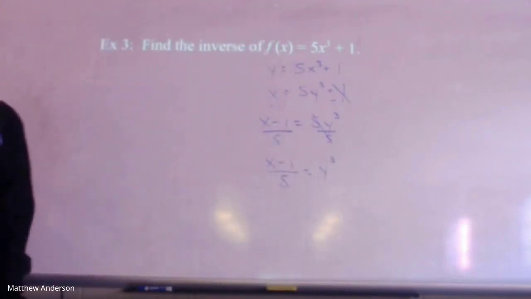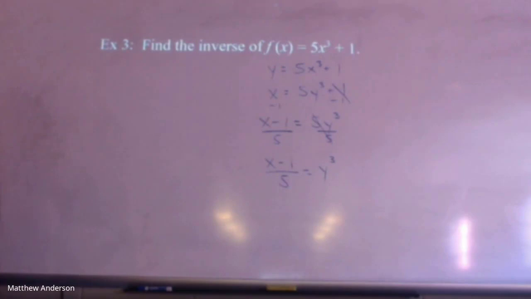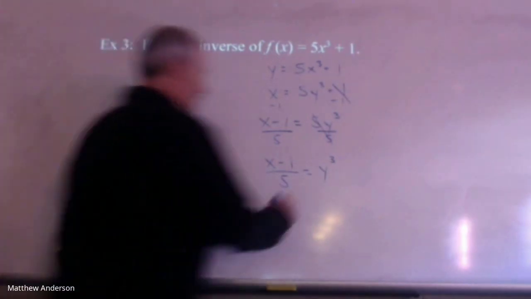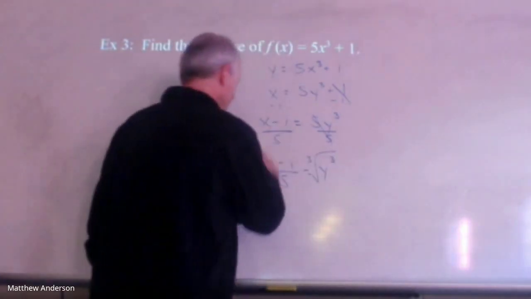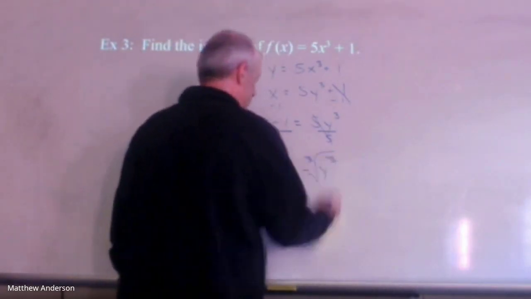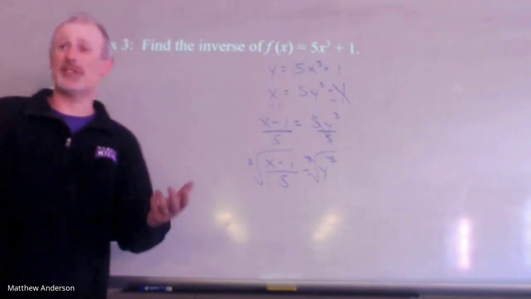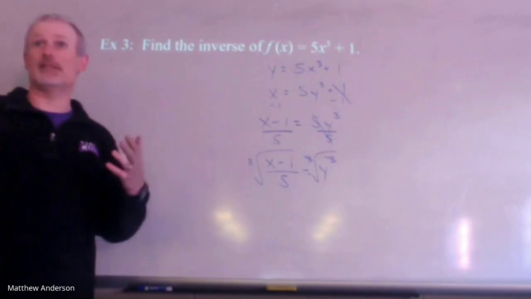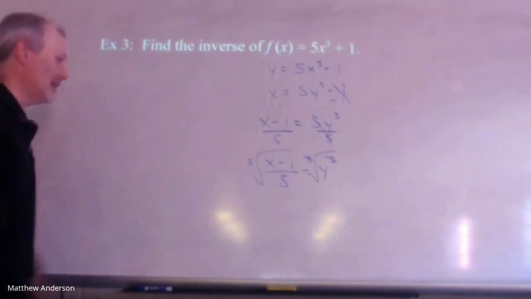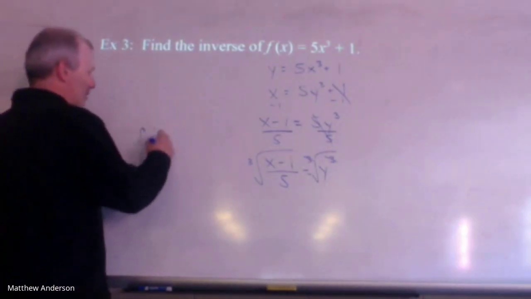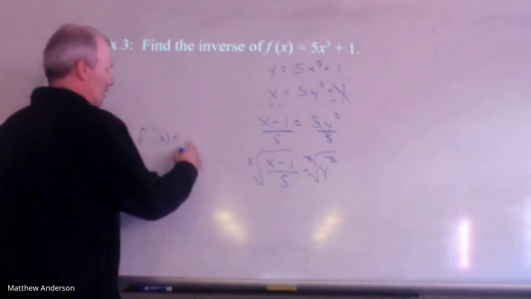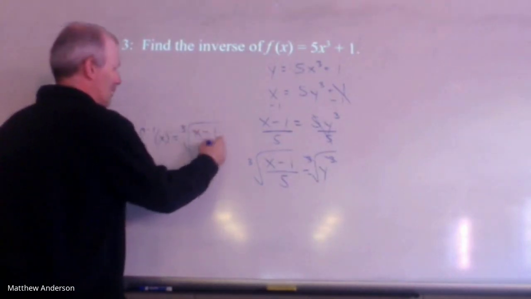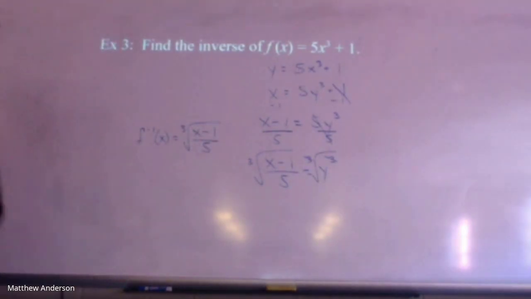And now how do we get rid of that cube? Take the cube root of both sides. The interesting thing is, and you may or may not remember this from earlier, when you take the cube root of both sides of an equation, since it's an odd index, you don't need the plus or minus. So our answer here would be f inverse of x equals the cube root of x minus 1 over 5. And that is our answer.